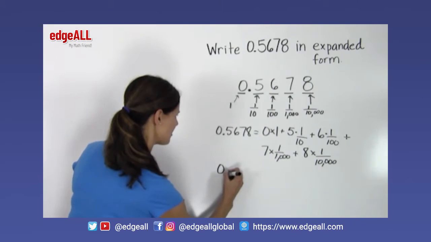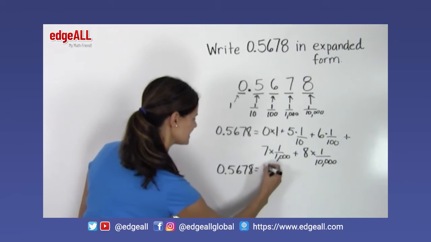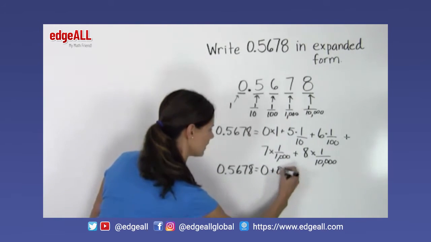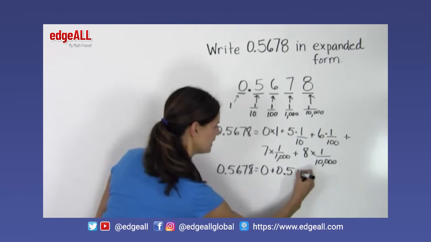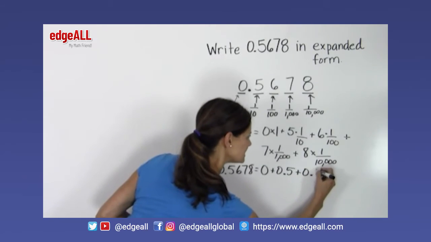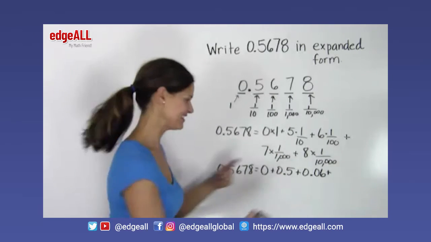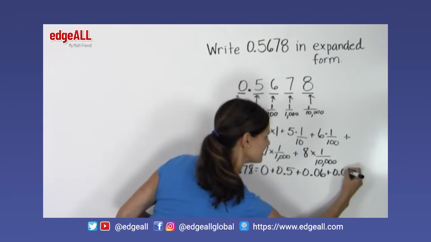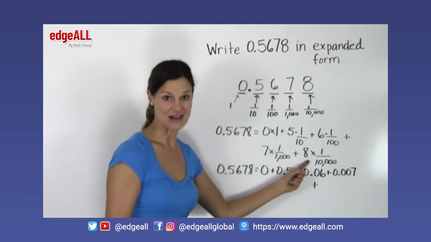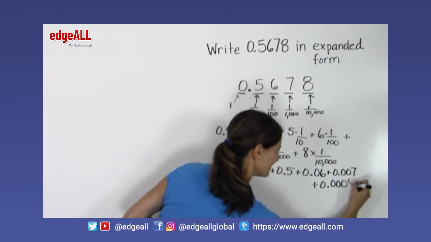And if I were to write this in a little more compact form of the expanded form, I would write that 0.5678 equals 0 plus 5/10 or 0.5 plus 6/100 or 0.06 plus 7/1,000 or 0.007 plus 8/10,000 or 0.0008.